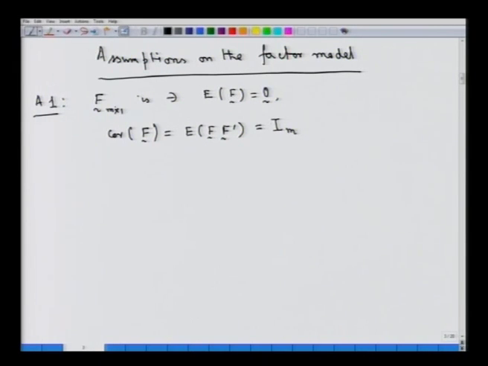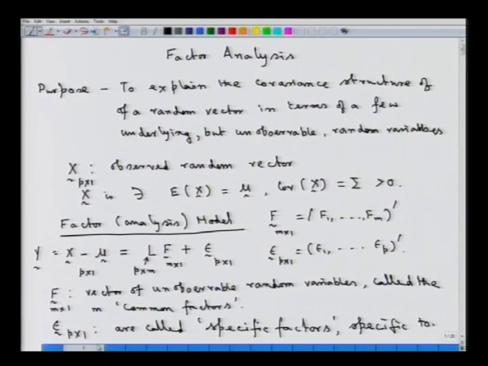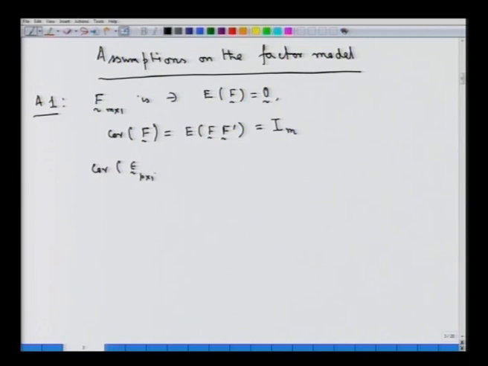So, they have got variances equal to 1 for all of them. In addition to that, we require the following thing: the covariance between epsilon, which is our p by 1 vector, and this f vector, which is m by 1. So, this is going to be a covariance matrix of the order p cross m. This is the covariance between epsilon 1 and f1. Like that, we will have the last element as the covariance between epsilon 1 and fm.